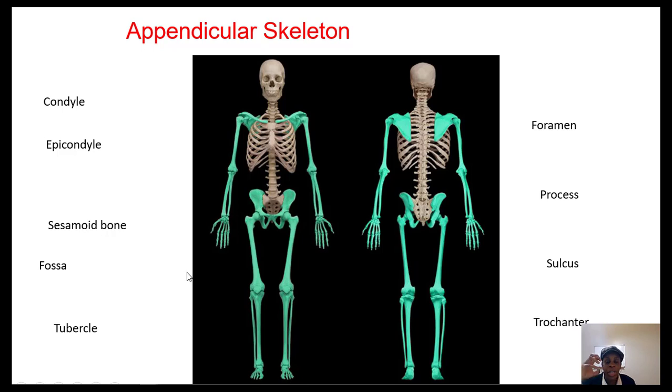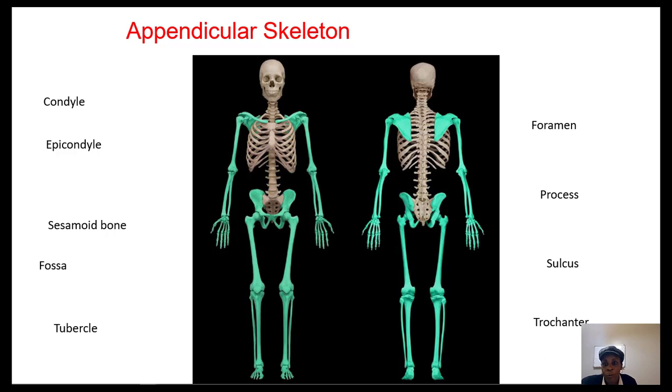It's like some kind of bump on the bone. For example, if you take the humerus, we have the greater tubercle and lesser tubercle. But if it gets bigger, we call it a trochanter. For example, the femur has a lesser trochanter and greater trochanter. The sulcus is like a little passage between places. For example, the greater tubercle and lesser tubercle have a sulcus, the intertubercular sulcus.